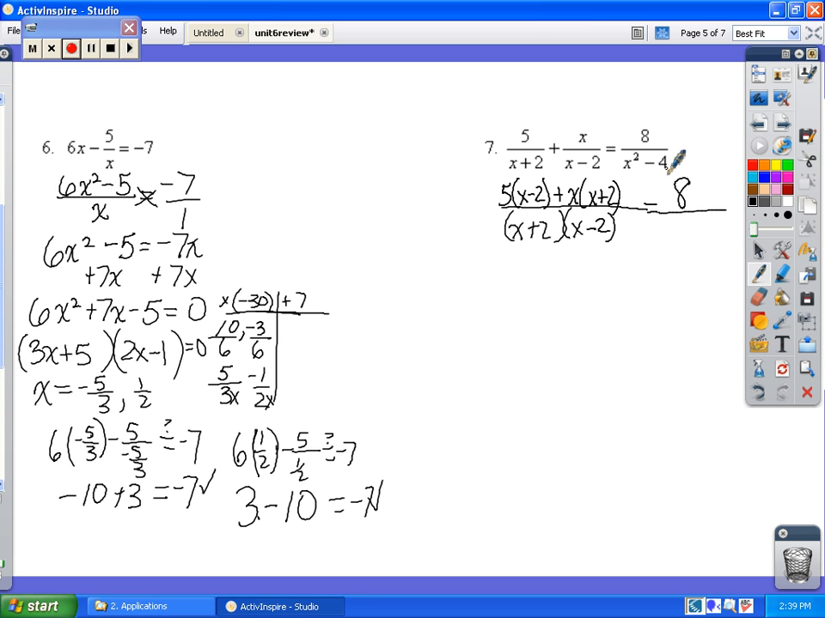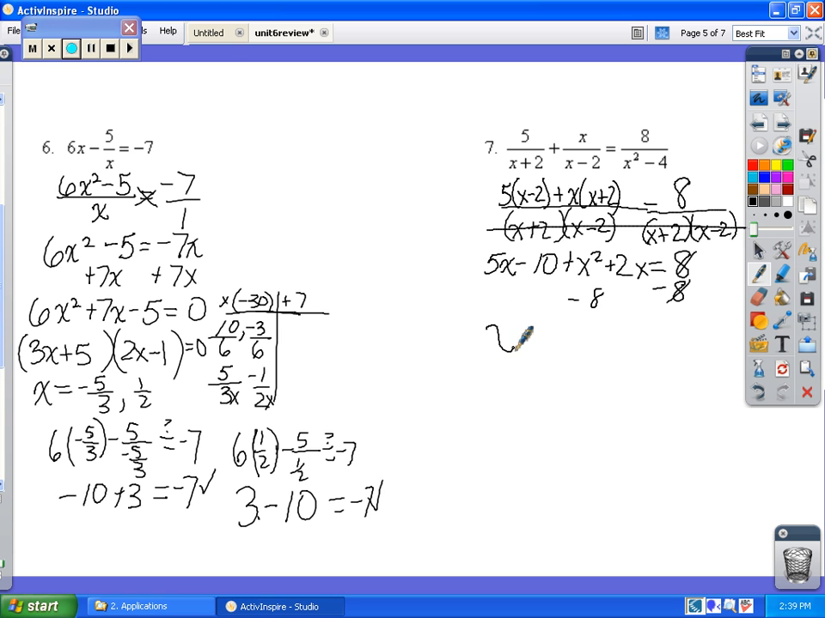Notice it's a difference of perfect squares, so it's going to be x plus 2 and x minus 2. Notice you now have the same denominator, so you can cross them out and just solve the top. So I'm going to go ahead and distribute: 5x minus 10 plus x squared plus 2x equals 8. Get the 8 over to the other side, and you'll combine like terms.